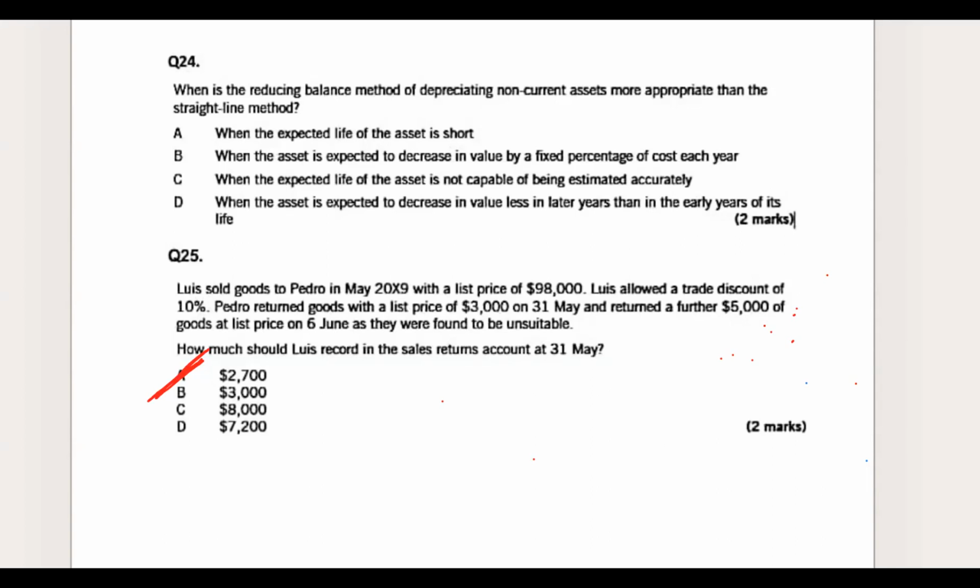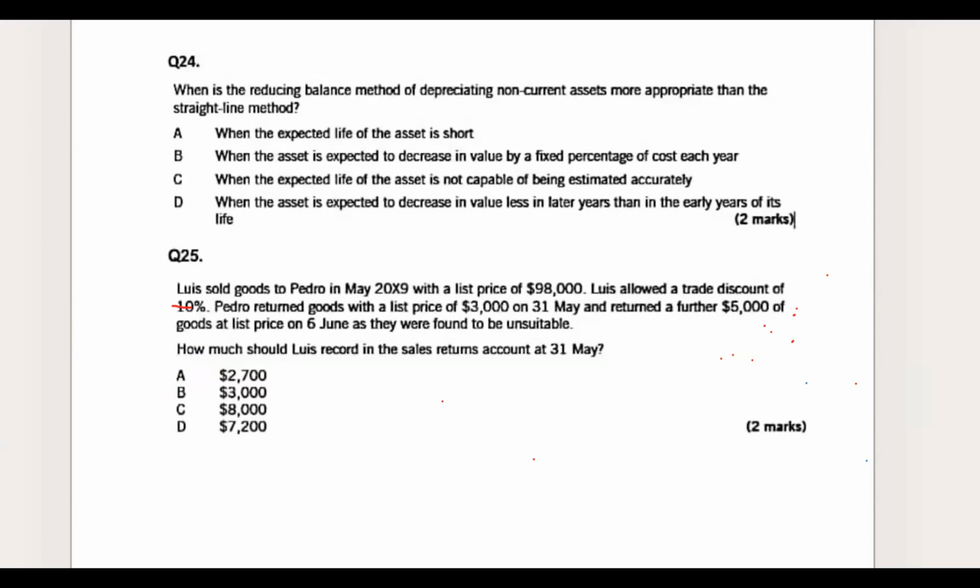So from that answer, does it mean even the returns must have a reduced balance from the 10% that we give out? Okay, now listen, I'll explain. That's why I didn't even move forward. Louis sold goods to Pedro in May 2019 with a list price of that. Louis allowed a trade discount of what? Of 10%. You get that, right? There was a trade discount that was allowed.